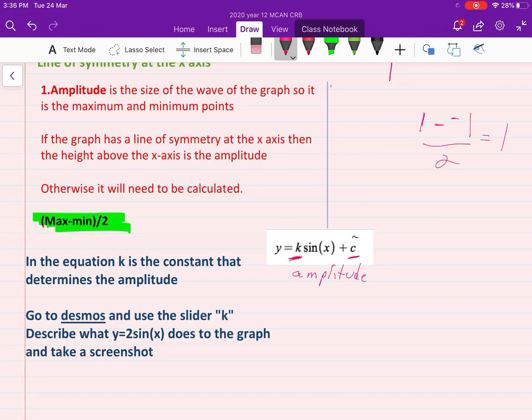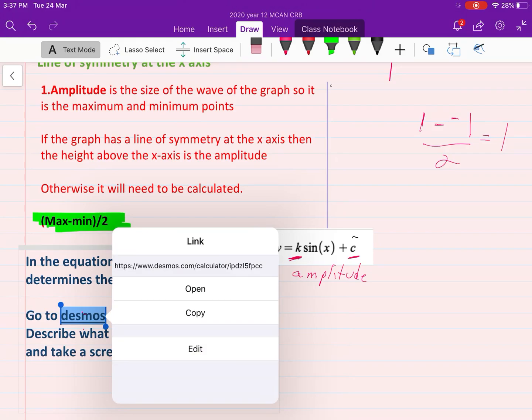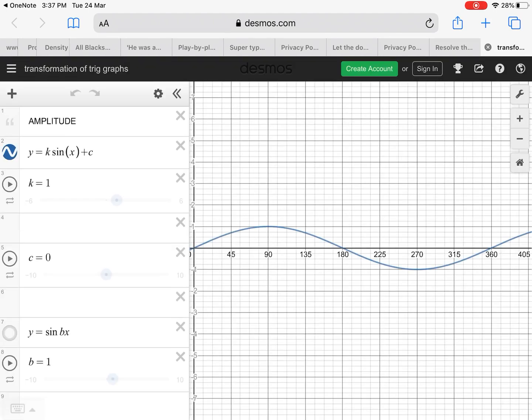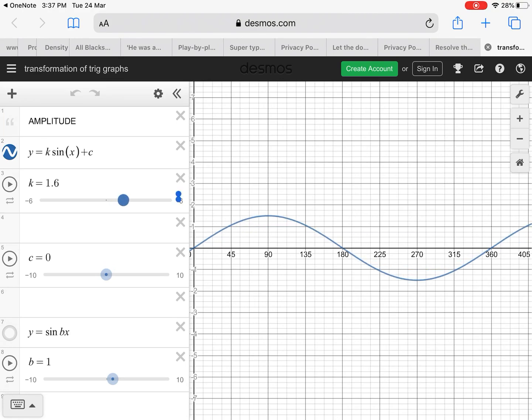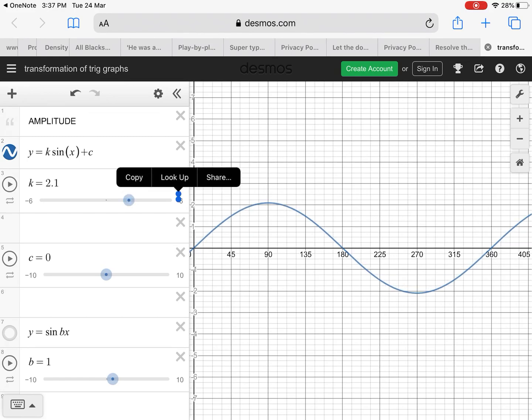Okay, so we're going to go to this link, and you can do this with me if you're on your OneNote, or you can just watch, or you can click this link. Click that link. Open. And go to Desmos, so you can pause the video if you want in a second. All I want you to do is play around with the k's. It says in the OneNote that it wants you to move the k to 2. So let's just do that. Move the k to 2, and let's look at the graph.